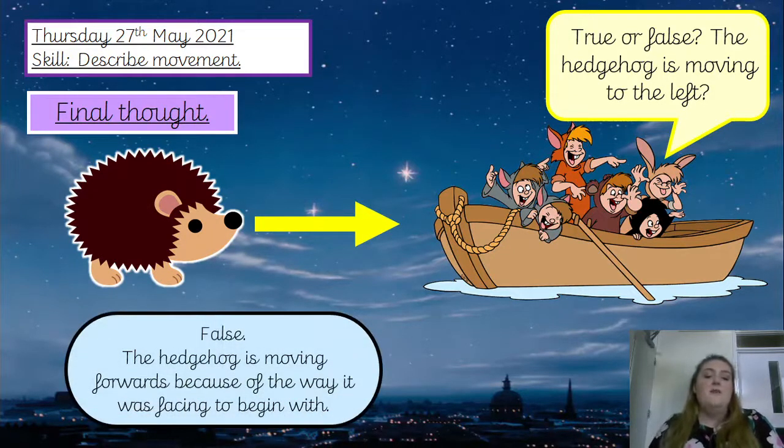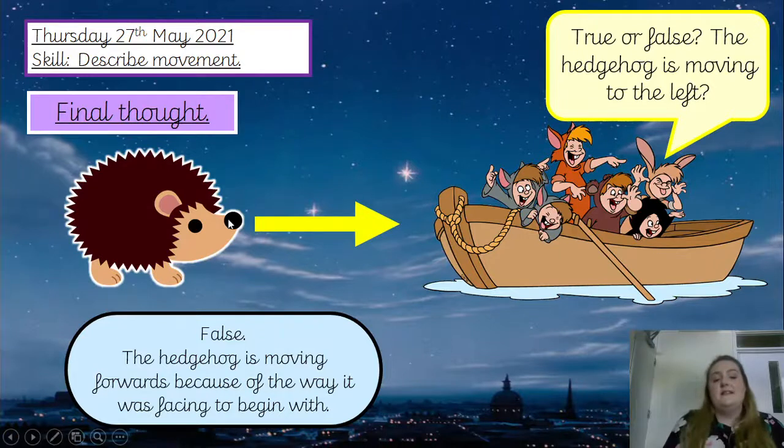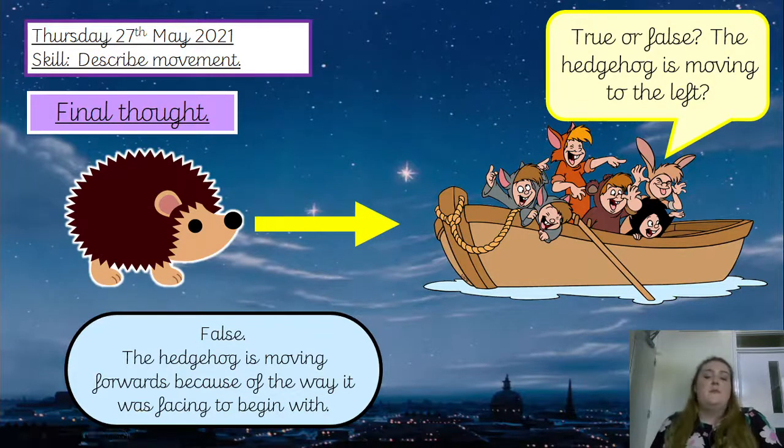Okay, well done. False. The hedgehog is actually moving forwards because of the way the hedgehog was facing to begin with, okay? So if he was facing this way, he's moving forwards. If he's following the direction of the arrow, he's going to be moving forwards. Well done. I know it's very different to what we had planned today, year 2. I hope you still really enjoyed it, okay? Well done.